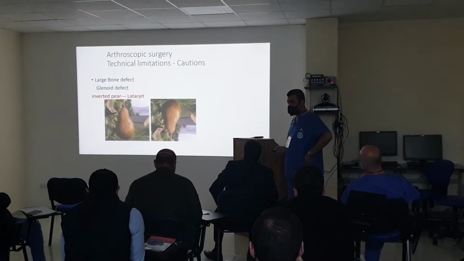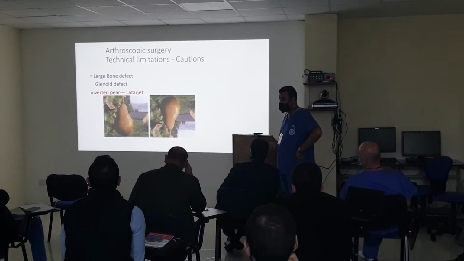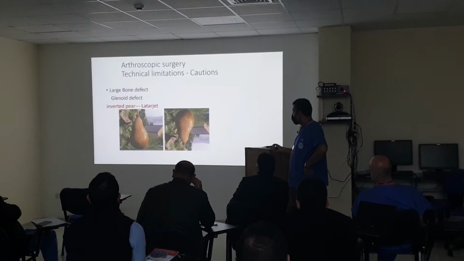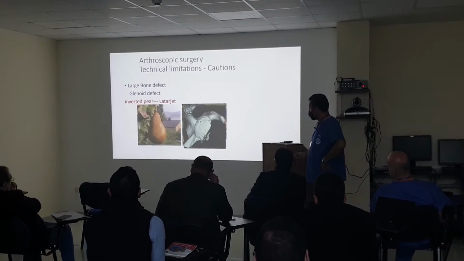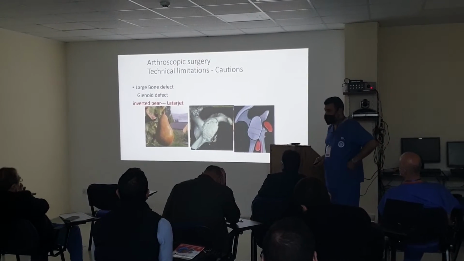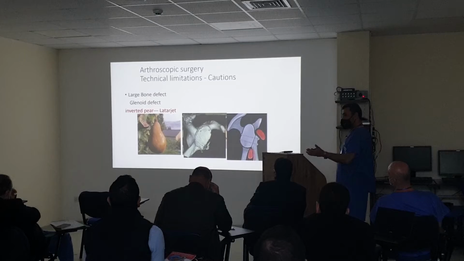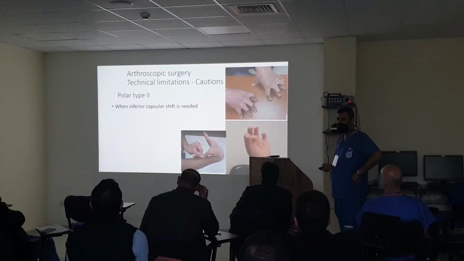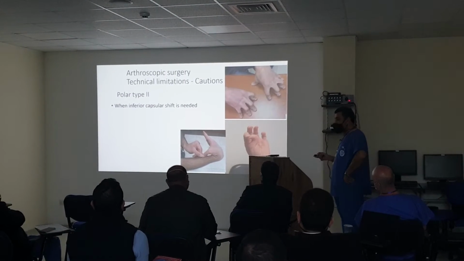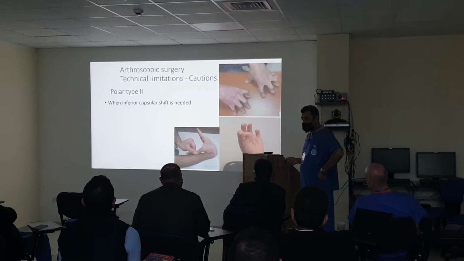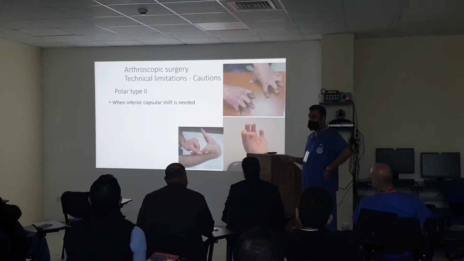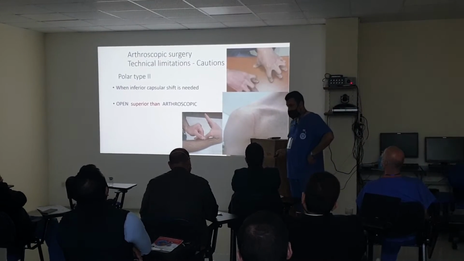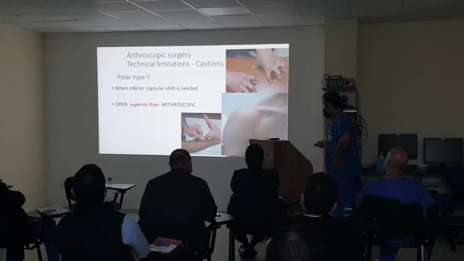Now the other limitation of arthroscopy is when you have bone defect in the glenoid, and Dr. White talked about this. It's like a pear shape, and if you have it like an inverted pear, you have to replace this bone defect. So from your evaluation, you can decide to go for open surgery. Another limitation is the capsular shift. This is also a limitation of arthroscopic technique. If you don't have enough experience, you cannot do arthroscopic capsular shift, you can do it open. And in the literature, open has superior result than the arthroscopic.